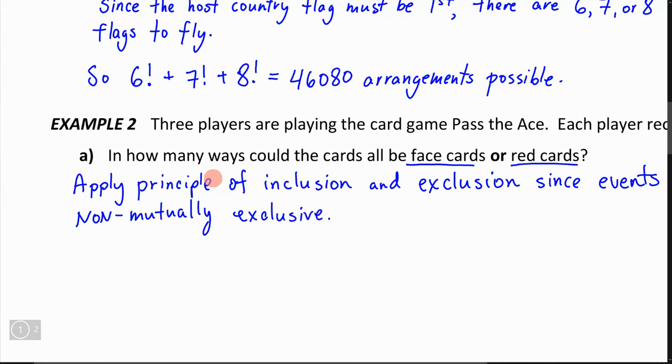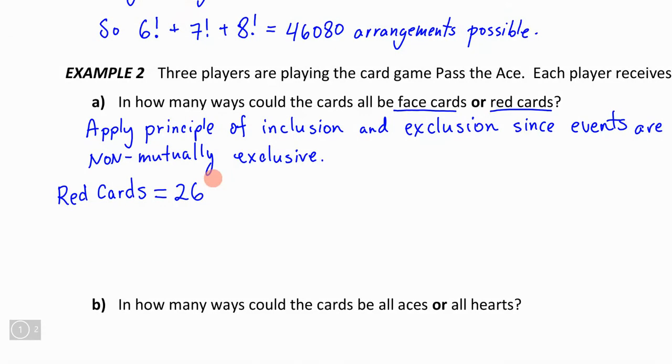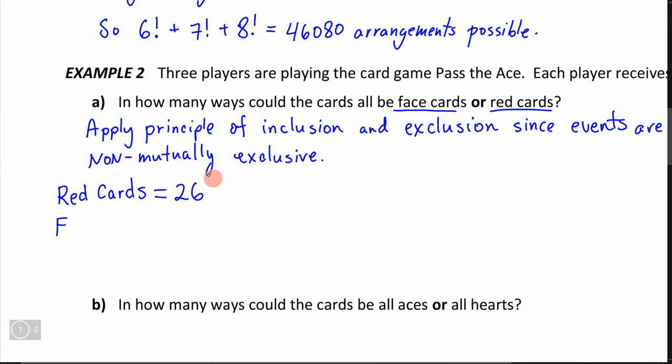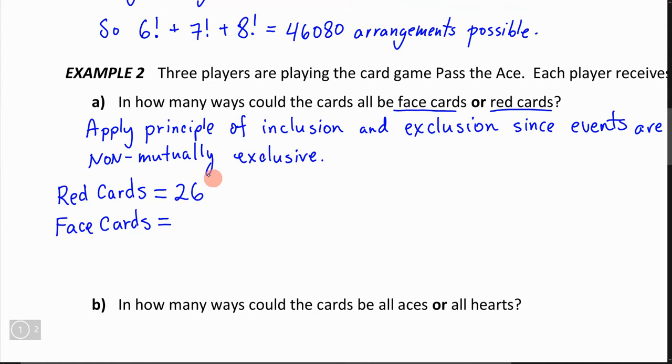Okay, so what do we have here? Well, we have red cards, right? Red cards, that's one event. How many possible outcomes are there? Well, there are 26 red cards in a standard deck of 52 cards. What about the other thing? We have face cards for the other event. How many possible outcomes are there for face cards? Well, you have a jack, queen, and king, and 4 different suits. So 3 times 4 is 12 different outcomes for the face cards.